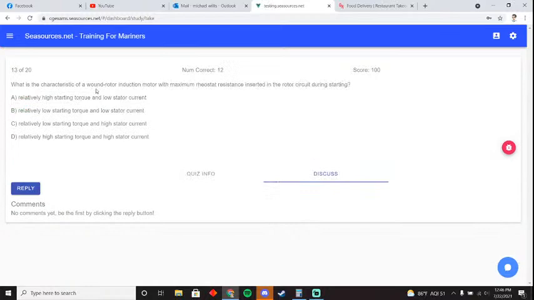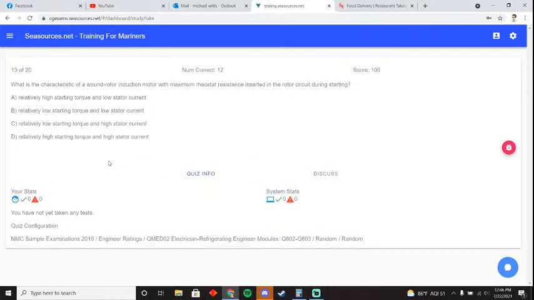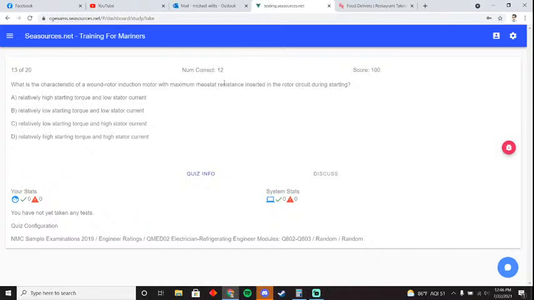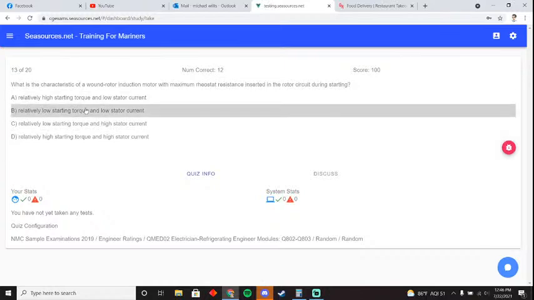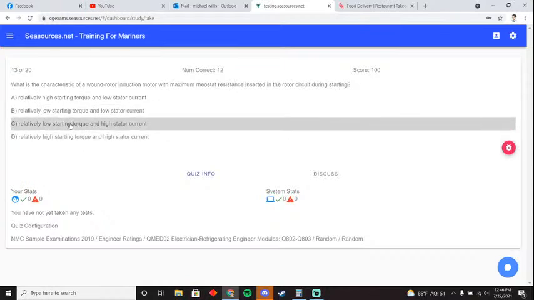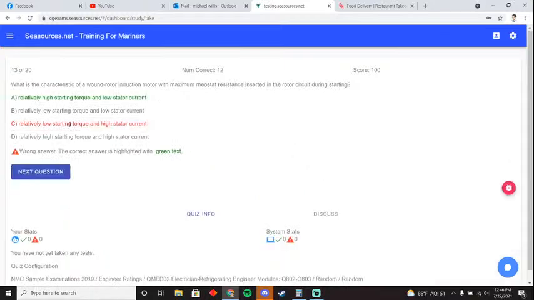What is the characteristic of a wound rotor induction motor with maximum rheostat resistance inserted into the rotor circuit during starting? Let's see. Inserted into the rotor. You're going to have relatively low starting torque and probably a high starting torque and a low stator current. Okay, missed one.